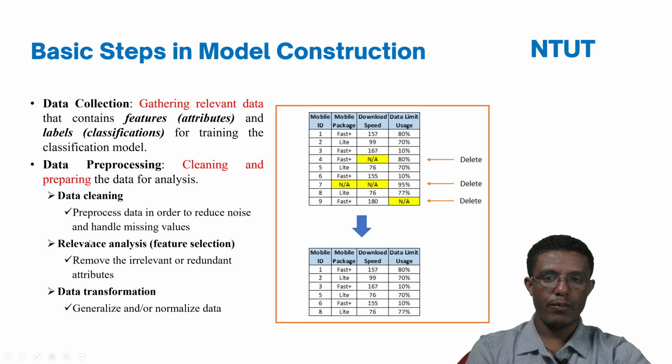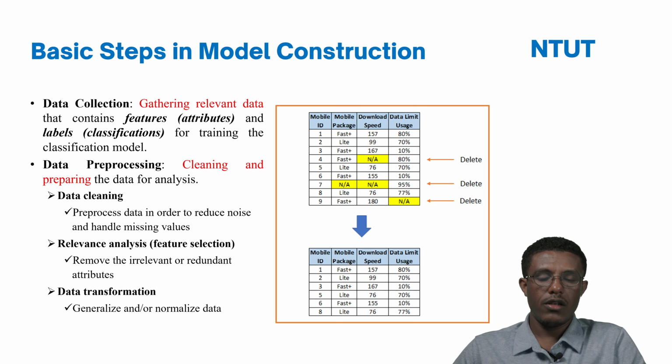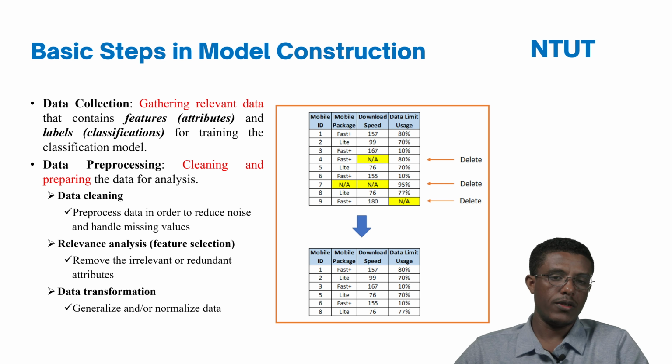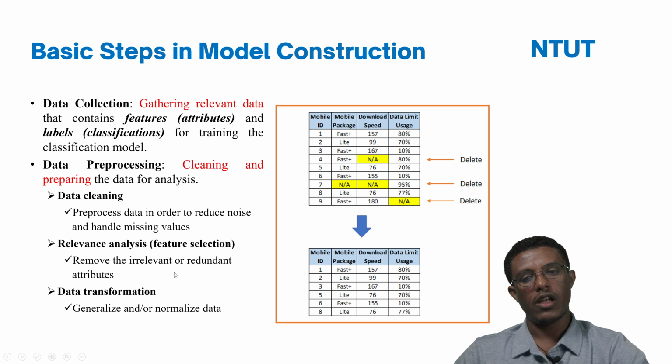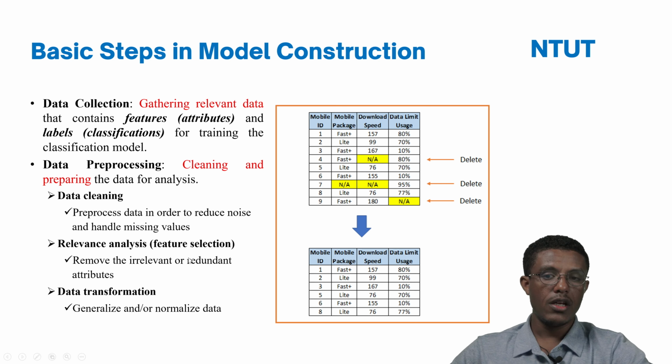The other procedure in data pre-processing is relevance analysis or feature selection. Feature selection, or relevance analysis, means identifying only the most important features that are used to determine the classification and prediction. Sometimes some attributes may not be important, and those attributes may mislead the model in its prediction or decision. So it is important to select only relevant attributes and remove redundant ones. Not important attributes can be removed.